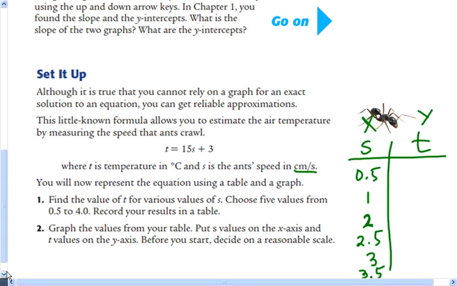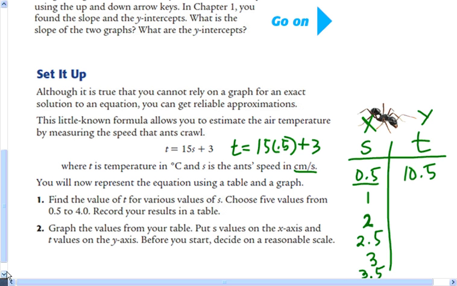Now, you could just calculate those out if you want. So T is equal to, I can substitute 0.5 in there for S, so 15 times 0.5 plus 3. And 15 times 0.5, 0.5 is the same as a half. Half of 15 is 7.5 plus 3 is 10.5. So that means the temperature outside is 10.5 in Celsius if the ant is crawling 0.5 meters per second.